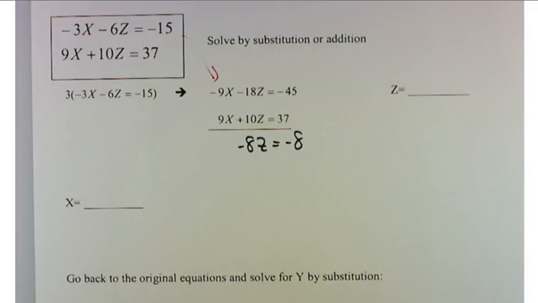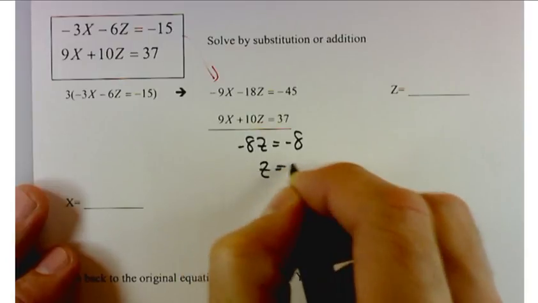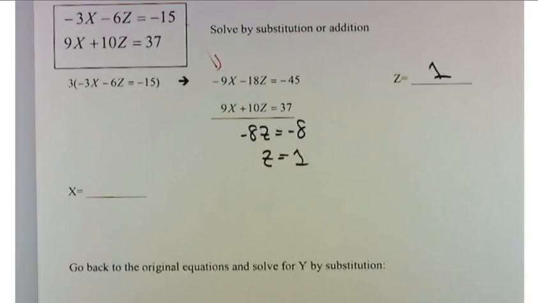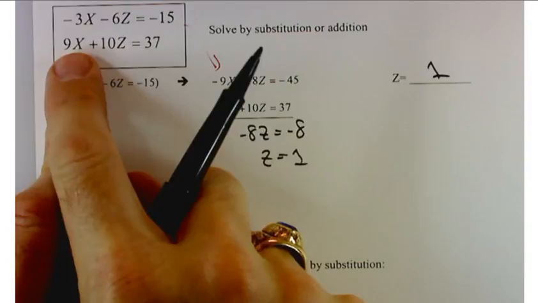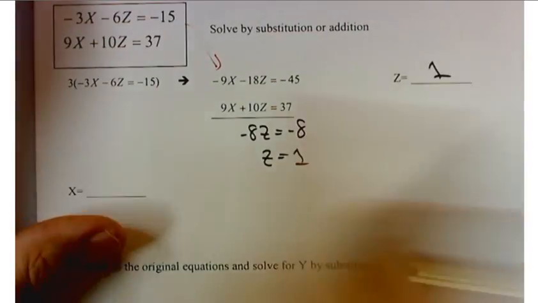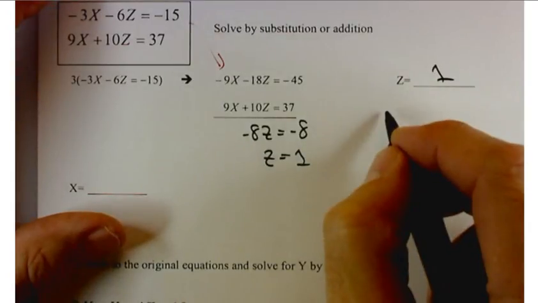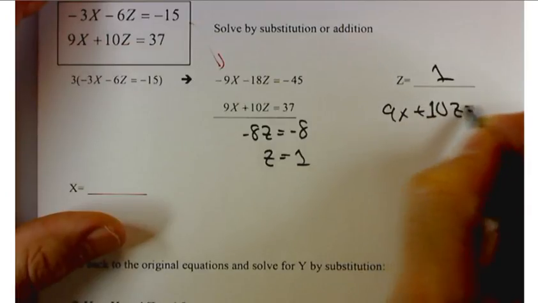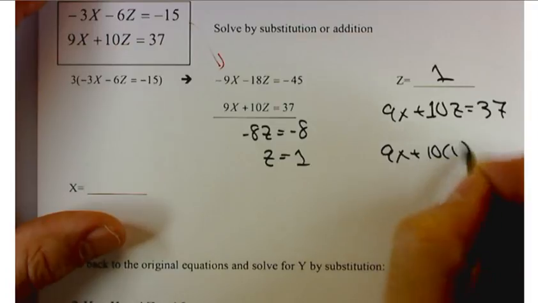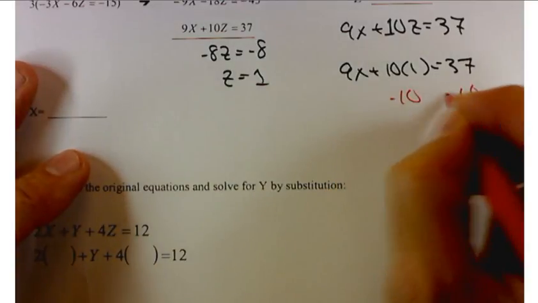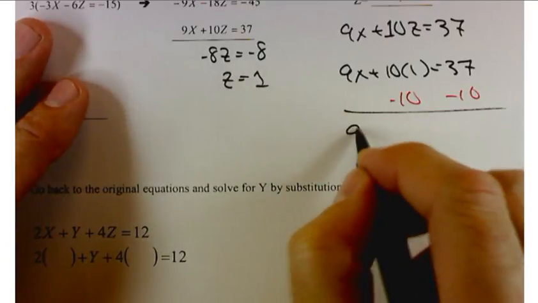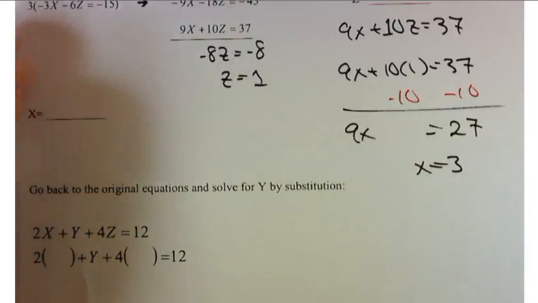So what does z equal? z equals 1. Yay, z equals 1. Does that help me out at all? How does that help me? Colin? What can I do now? All right, we can solve for x. We know what z is, so let's plug that back in here and solve for x. Let's choose this equation just because all the things are positive here. So I get 9x plus 10z equals 37. 9x plus 10 times 1 equals 37. I'll subtract 10 from both sides. What does x equal? x equals 3.